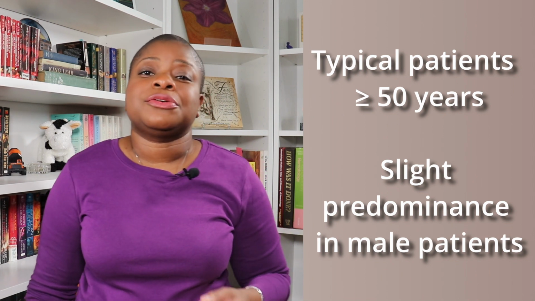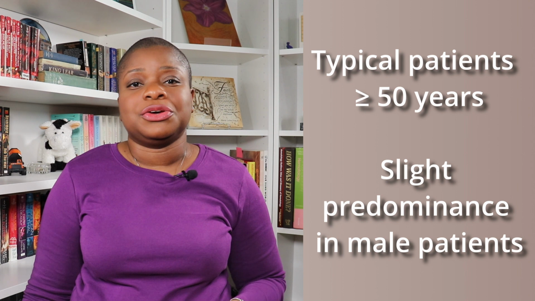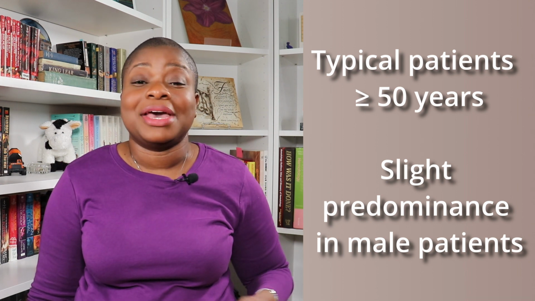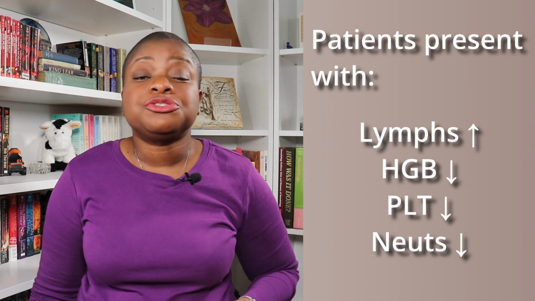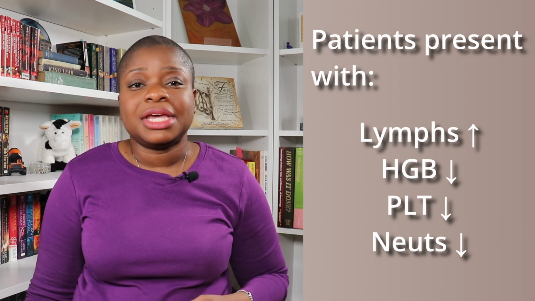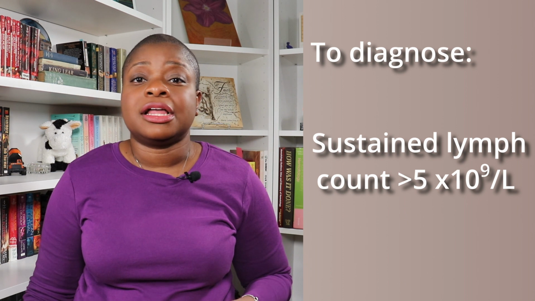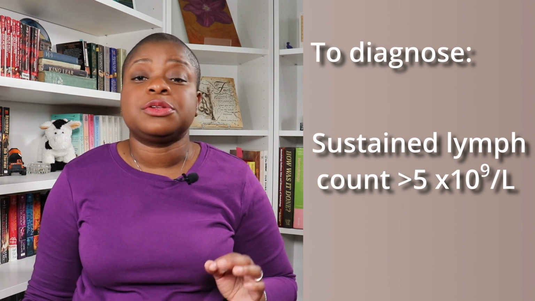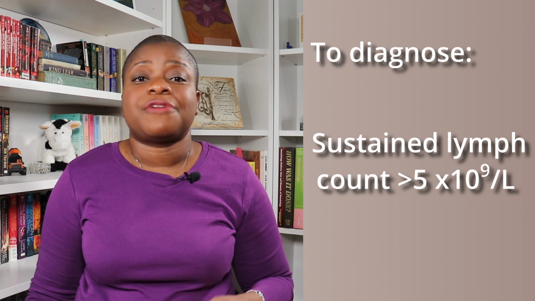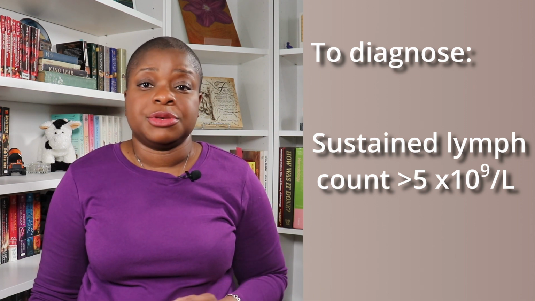CLL is usually diagnosed in patients older than 50 years with a median age of 72 and a slight predominance in male patients. Patients usually present with lymphocytosis on the CBC with anemia, thrombocytopenia, and neutropenia. But you can also have patients who only have lymphocytosis. To diagnose CLL, there has to be a sustained absolute lymphocyte count greater than 5. Full diagnosis is usually made via flow cytometry.